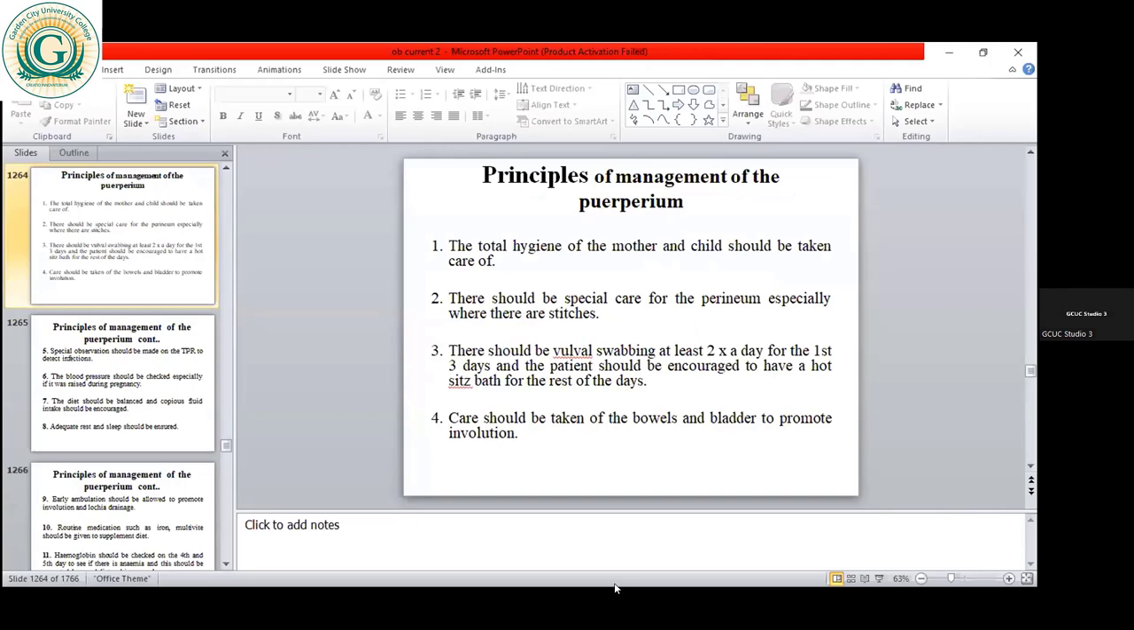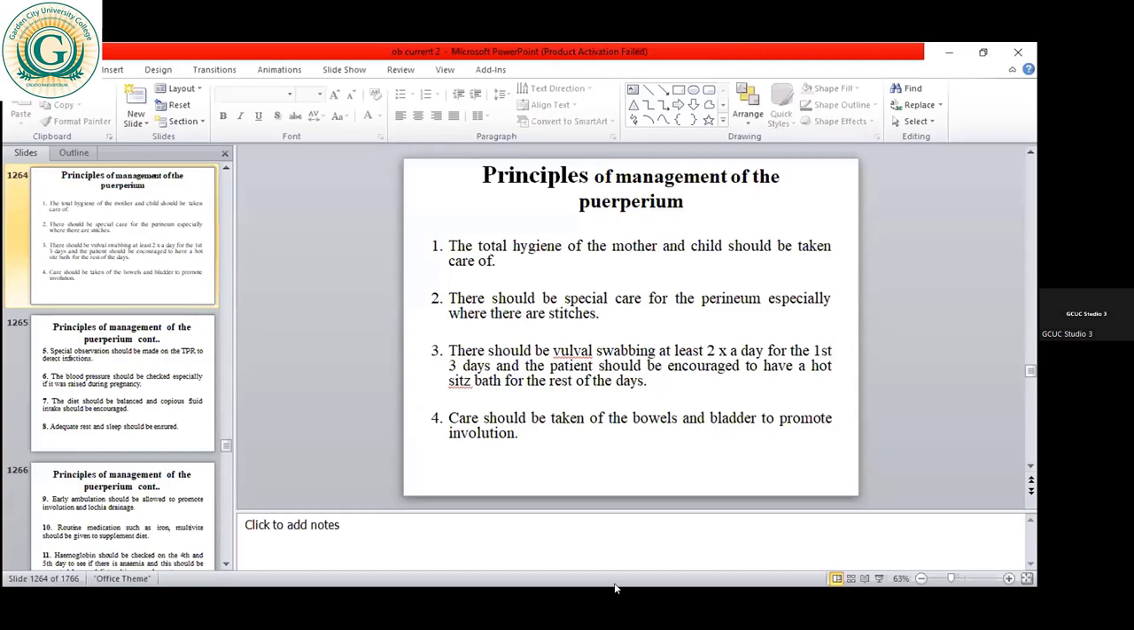So for the principles involved in management of the puerperium, we look at the total hygiene of the mother who has delivered, and the child should be taken care of. There should be special care for the perineum. Don't forget the perineum is between the anus and vaginal orifice, that area. You have to care for it, especially for those who have a cut.